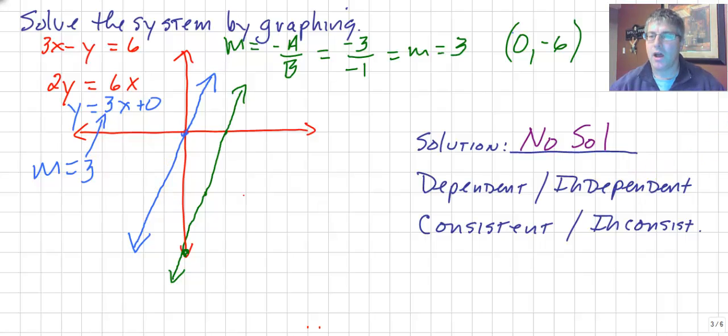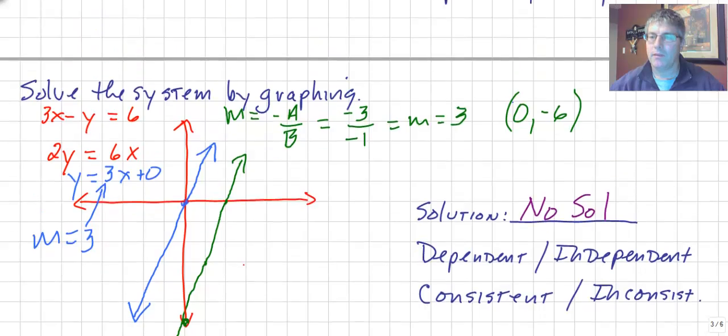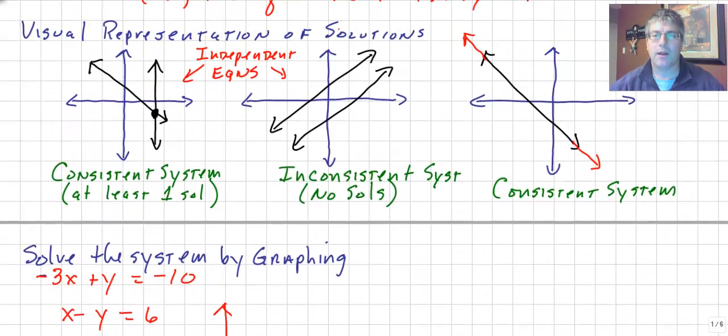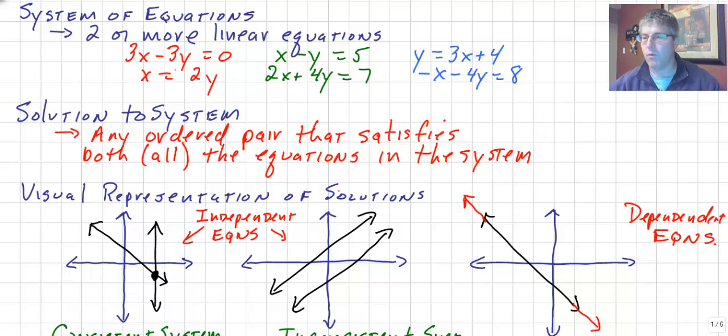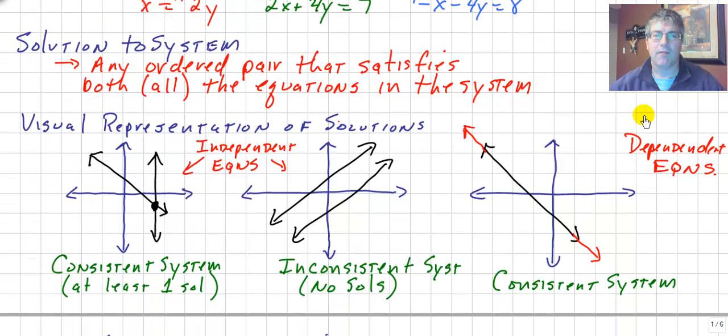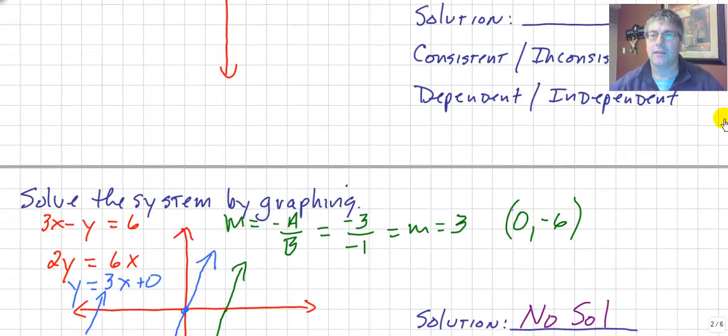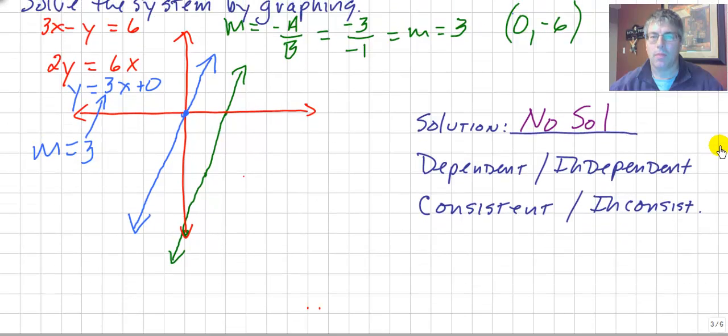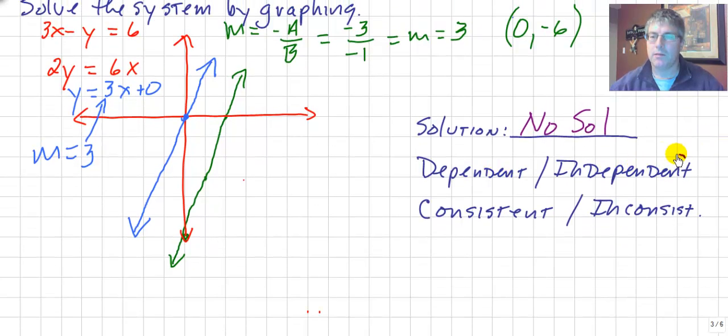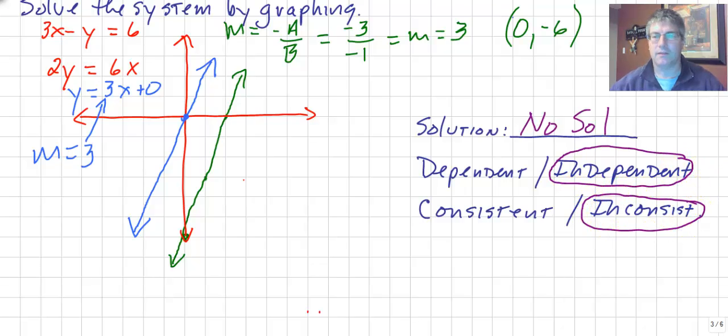Okay? These equations, since the lines are parallel, going back to what we saw before, here we have parallel lines. They're independent equations, but an inconsistent system. So, they're independent equations and inconsistent.